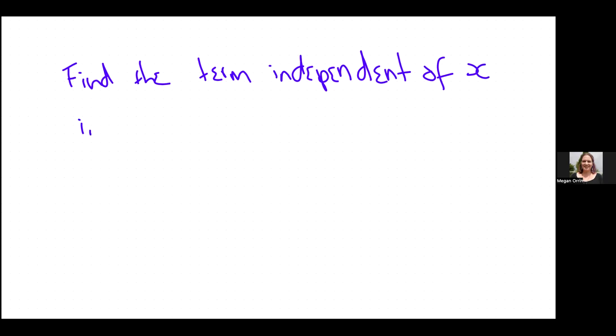Right, where x is to the power of 0. So there's no x. You won't be able to see an x. Okay, I want you to have a think about what you might do here and how you could figure out which term does not have an x in it. Have a chat to the people around you. I'm going to give you a couple of minutes and then I'm going to show you how to do it.